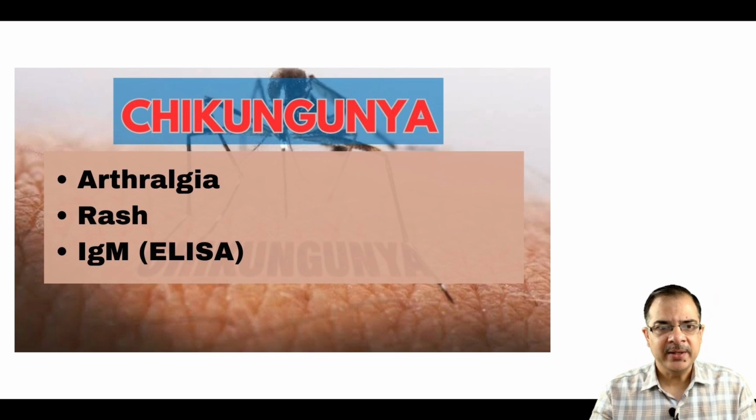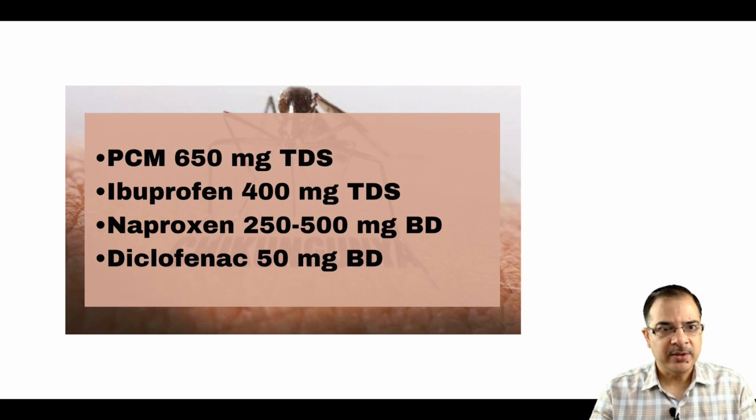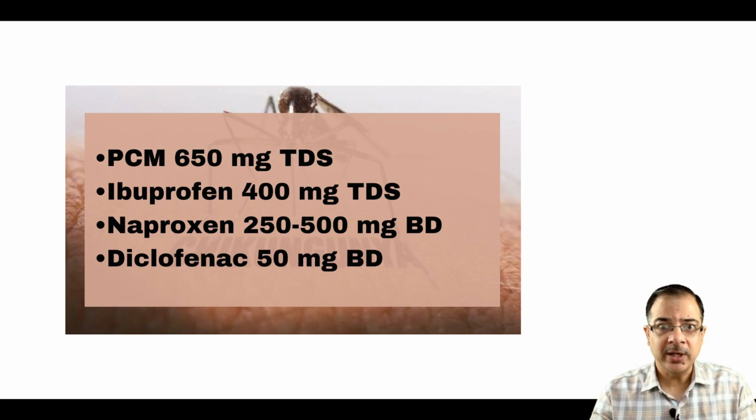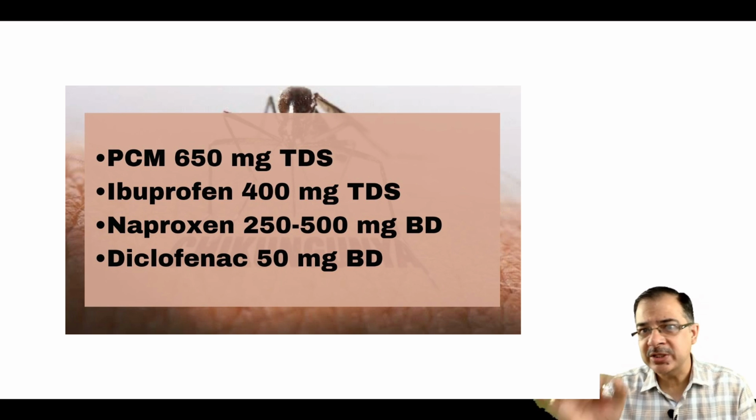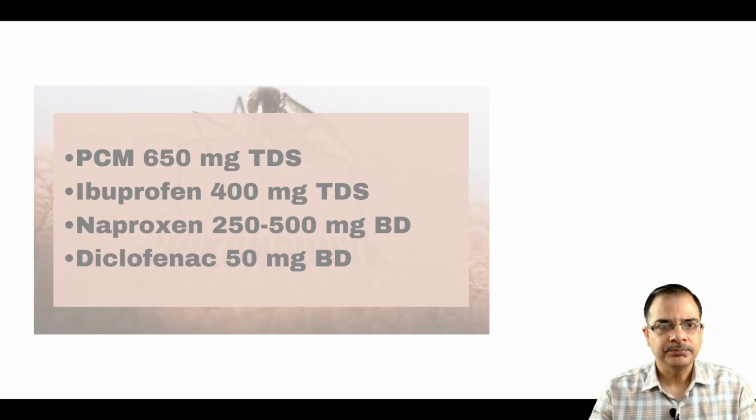Arthralgia is the main complaint. Rash is present. IgM ELISA is positive. Think of chikungunya. Paracetamol is given 650 milligram 3 times a day, but we can use other NSAIDs also, analgesics also, because the main problem of the patient here is the joint pain, characteristic joint pains. Ibuprofen can be given 400 milligram 3 times a day, naproxen 250 to 500 milligram twice a day, or diclofenac 50 milligram twice a day. But remember, these can cause gastritis. So along with that, we have to give PPIs.